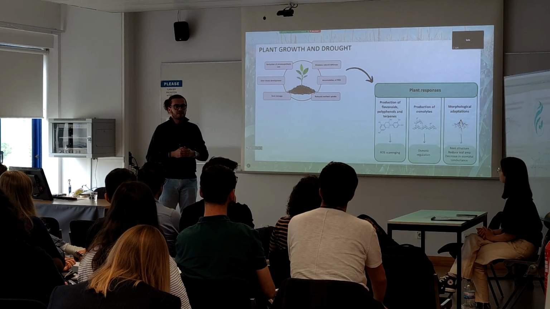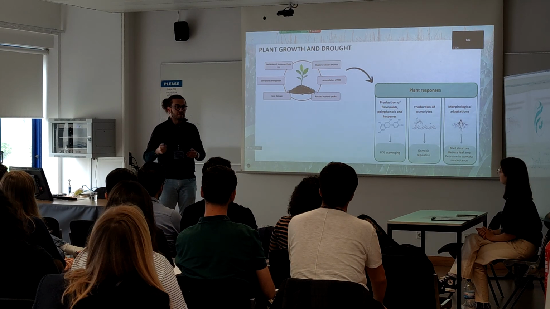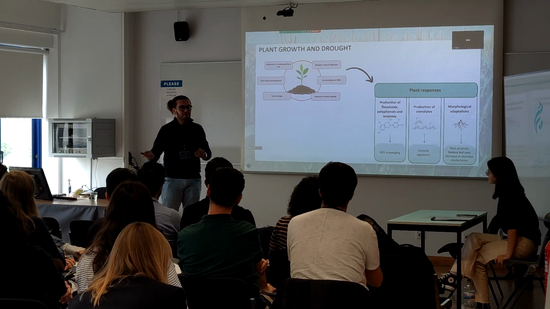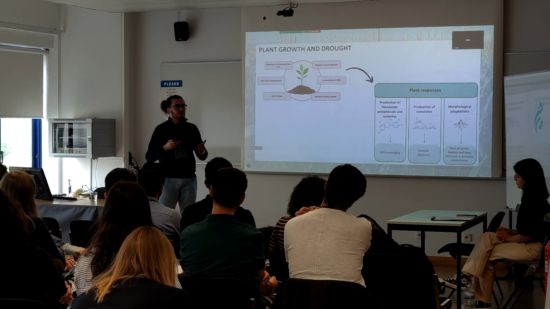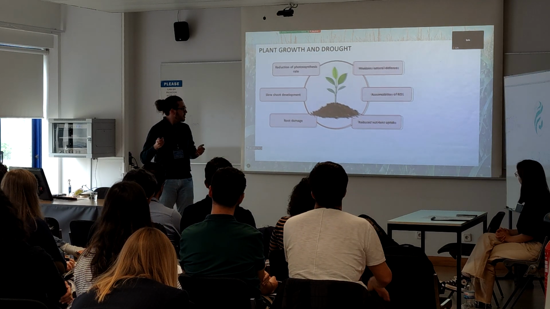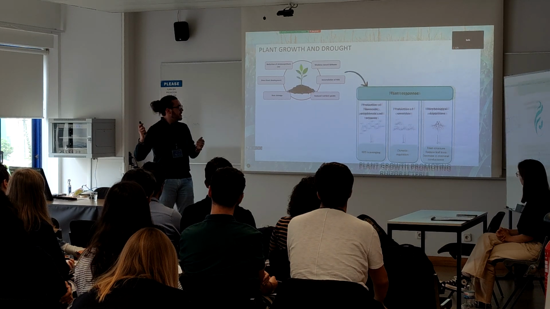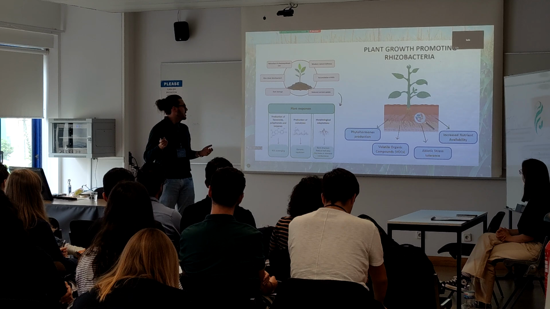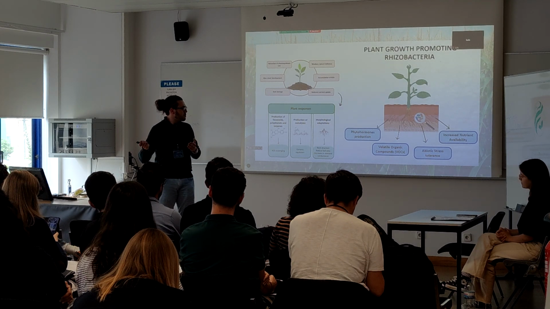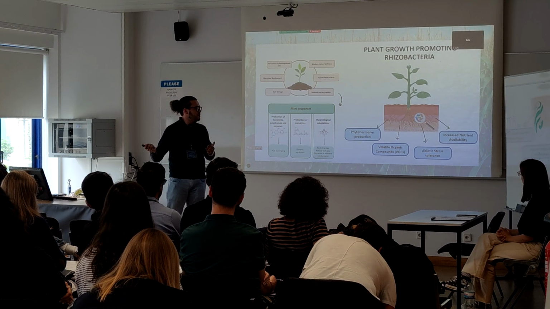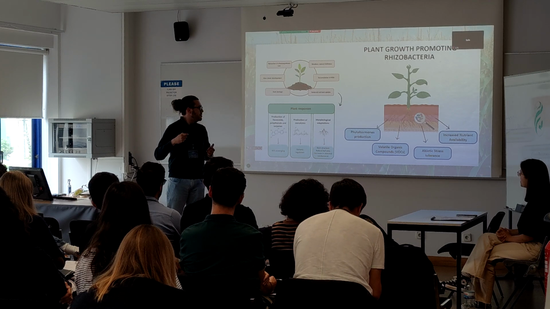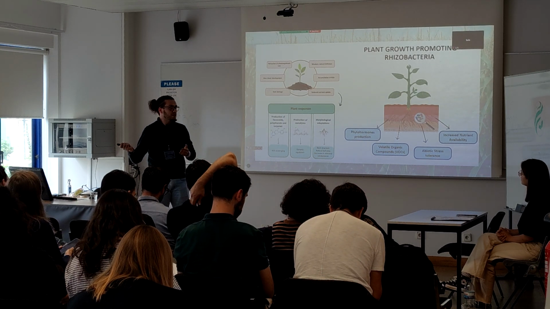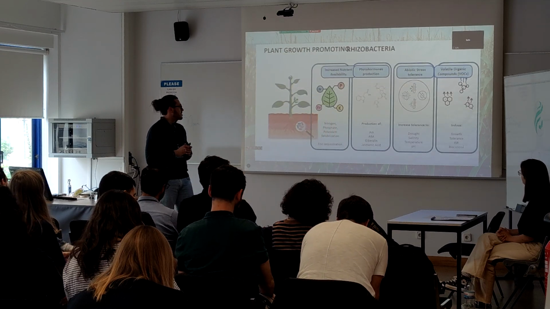Also, plants are not alone in the soil and in the environment. In the soil, they have friends called rhizobacteria, which are the bacteria present nearby the roots. These bacteria can have different types of mechanisms. They can produce phytohormones, hormones, and volatile organic compounds. They can lead to abiotic stress tolerance in plants, and also increase nutrient availability in the soils.